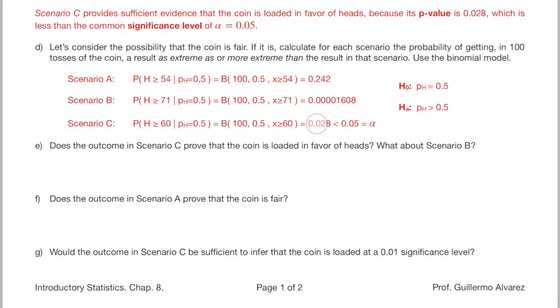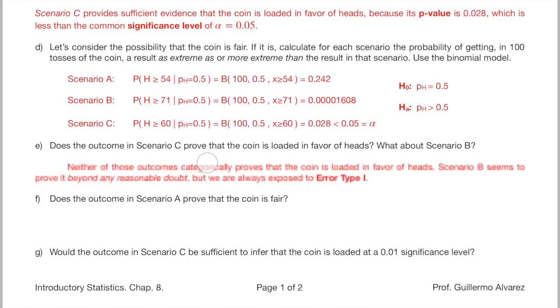If the coin is fair, every once in a while we would see an outcome like this, so maybe this is one of those times. In scenario B, it is tempting to say that this proves that the coin favors heads. Otherwise, this would be like winning the lottery buying only one ticket. But we don't want to talk in terms of proving or guaranteeing. Here I wrote, neither of those outcomes categorically proves that the coin is loaded in favor of heads. Scenario B seems to prove it beyond any reasonable doubt, but we are always exposed to error type 1.